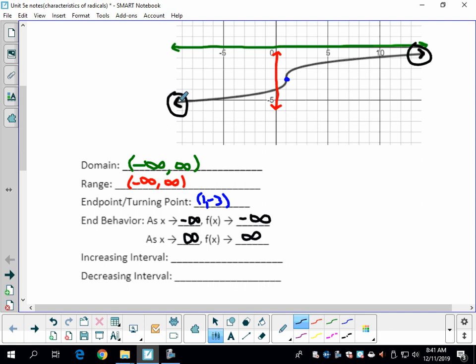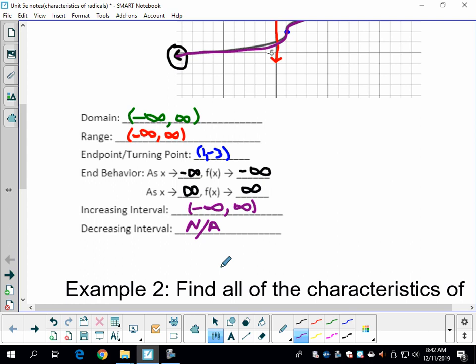Increasing interval. So let's look at our graph here. As this graph is going from left to right, it is continually going up. Up, up, up, up, up. It never stops going up. So the increasing interval is everything, negative infinity to infinity. Every part of the graph is going up. And not applicable, or none, for decreasing interval.